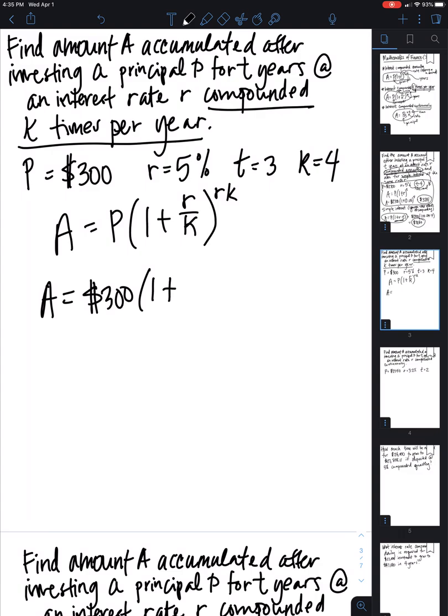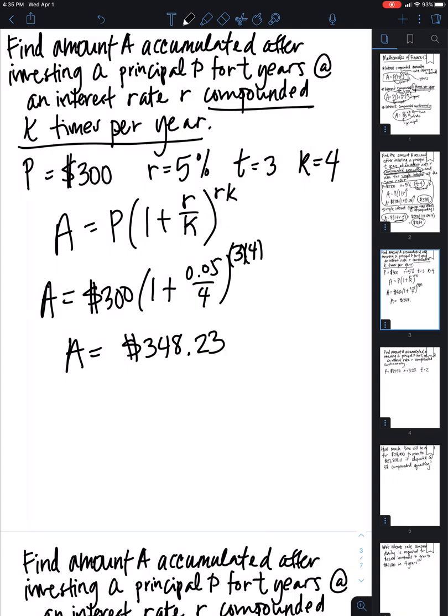Should be pretty easy. Of course, remember I want to use a decimal. T is okay. And then this is times. Okay, and then I'm going to plug it into my calculator, which I'm going to do right now because I did not write down the answer for this. Okay, so I got 348.23. Make sure you round how the directions tell you to round.